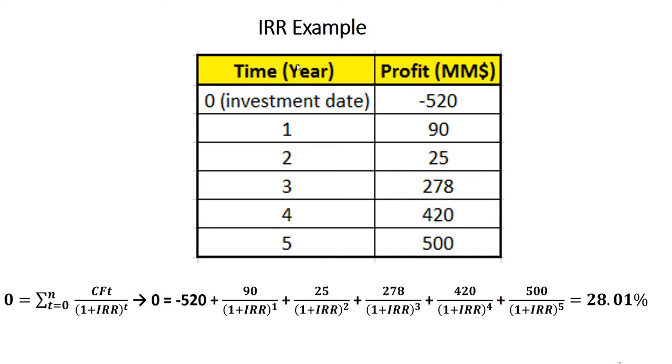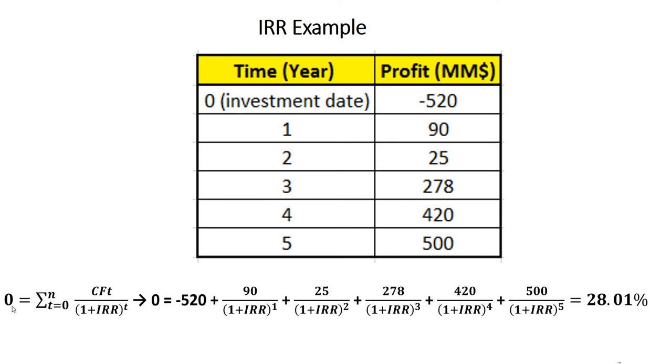So I have time in year 0. I have my investment date. I'm investing $520 million into this project. At year 1, I'm getting back 90. At year 2, I'm getting back $25 million. At year 3, 278. Year 4, 420, and year 5, 500.